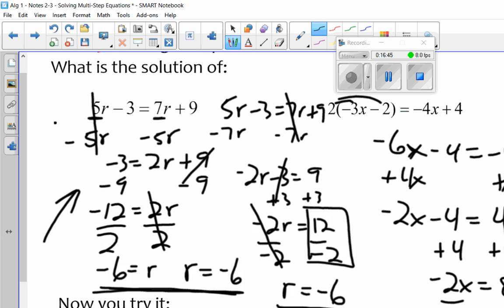And I'm going to divide by negative 2. Okay, so whenever I see that, I go, okay, be really careful with your signs. So I get this, and I get negative 4. Okay.